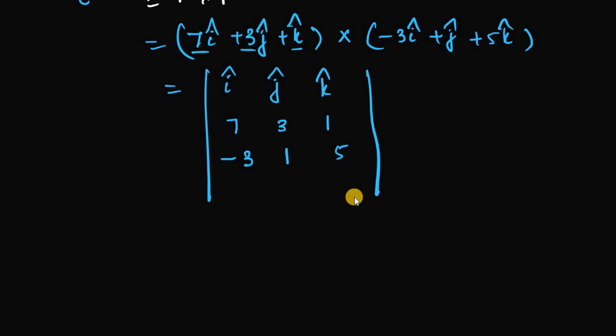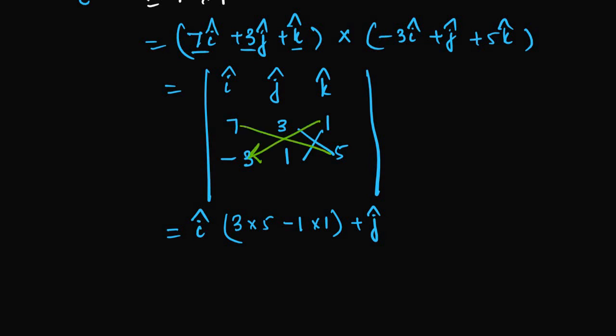So how to solve it then? Simply, if it is i, then it would be this into this. So I will write 3 into 5 minus 1 into 1. Correct? Plus j, I will write, then it will go in a cyclic manner. If I am writing j, what would be multiplied? This row and this column will be left out. So it would be 1 into minus 3 and 7 into 5. Okay, this should be it.